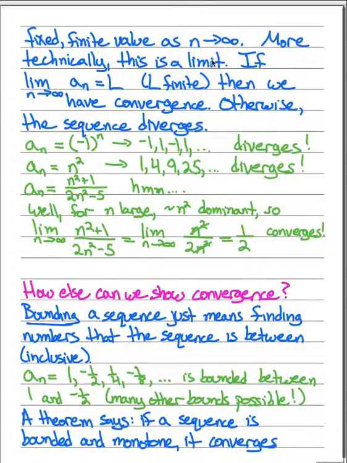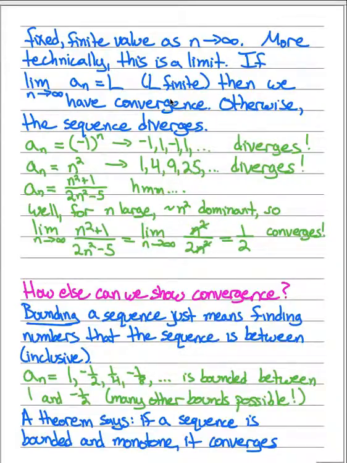More technically, this is a limit. The way we write this, in case you haven't seen limits before, is the limit as n goes to infinity of a sub n. That means you imagine going far, far out in the list and asking what happens to the nth term. If it equals L, where L is some finite number, then we say we have convergence. If we don't have convergence, we have divergence.